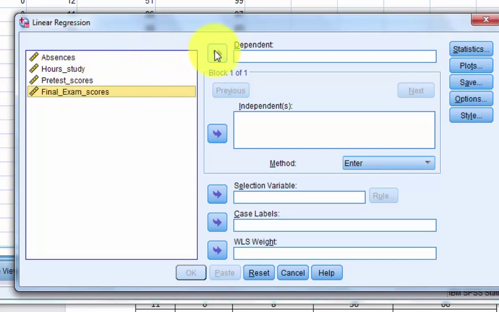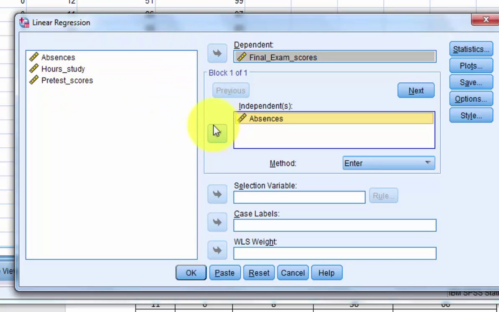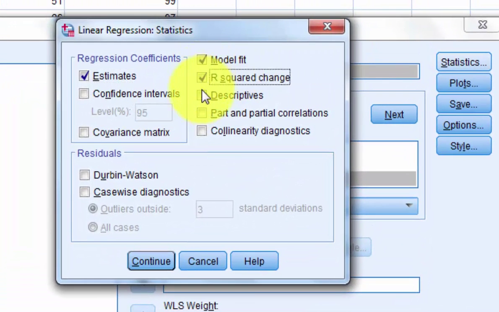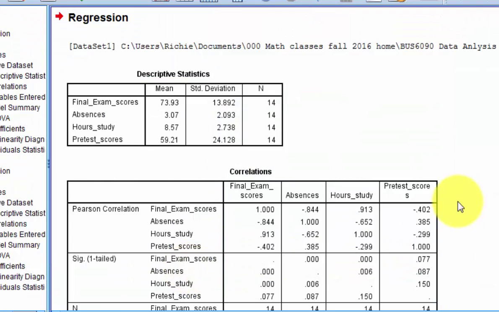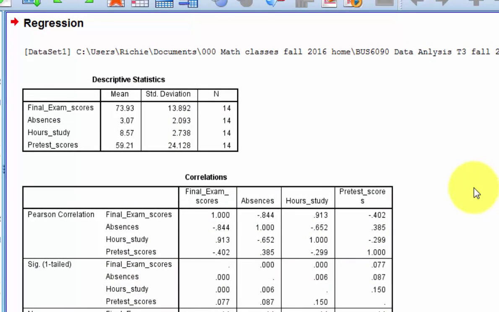Final exam scores with absences, study hours, pretest scores. Click statistics. We want our R squared, descriptives, part and partial, collinearity, and Durbin-Watson. If you guys are curious about what those mean, just let me know and I'll tell you. But here's the output. So much faster.